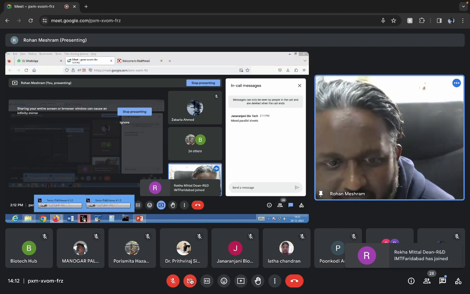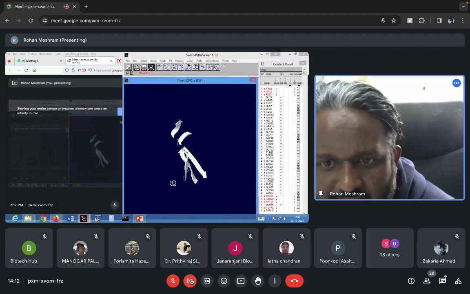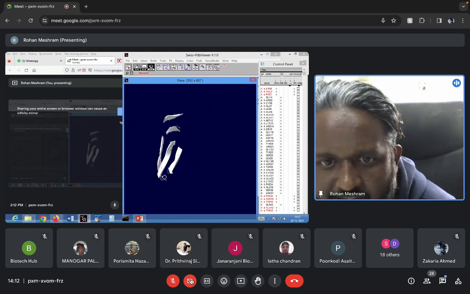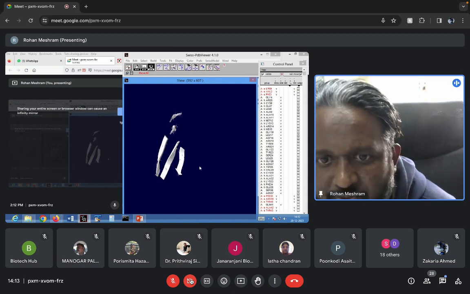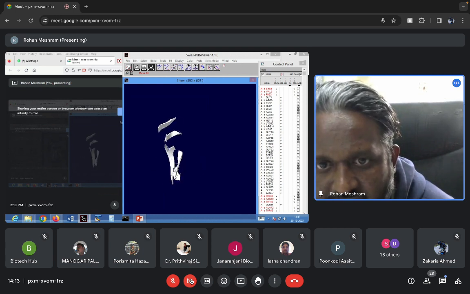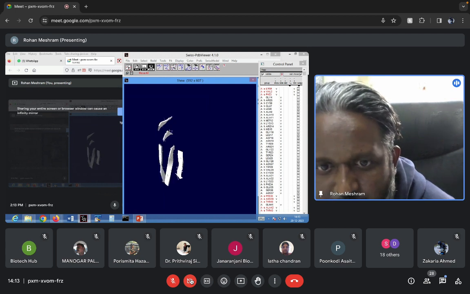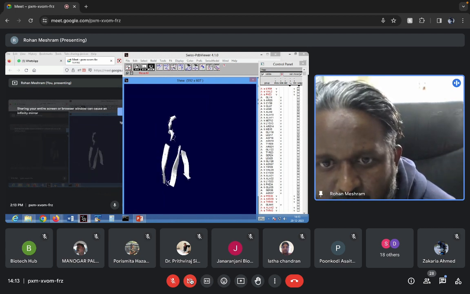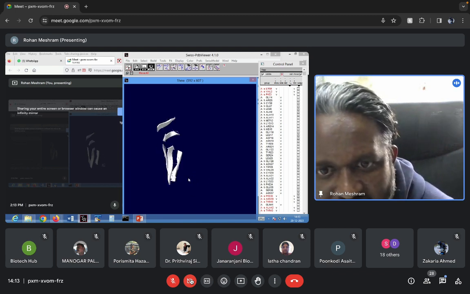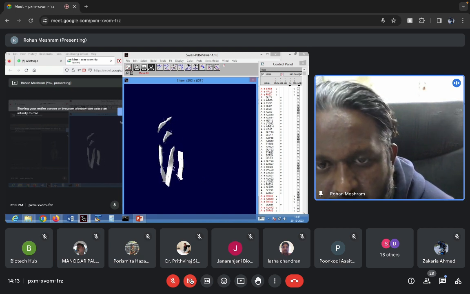Phir se ek bar batata hu aapko main, so that things might become clear. The first strand goes in this direction. The next strand in your beta sheet goes in the opposite direction. And the subsequent strand again turns its direction into the opposite direction. So I think this is clearly an anti-parallel beta sheet, right? This is anti-parallel. One strand goes this way, another strand goes in the opposite direction, and the subsequent strand again turns and goes back in the opposite direction, right? So this is a typical example of anti-parallel.